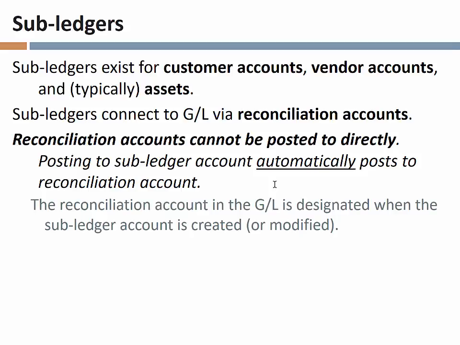The reconciliation account in the general ledger is designated when the subledger account is created. So when I go in and I create a subledger, I will map it to a particular reconciliation account. And by the way, this is an area where some of you have had problems in your labs, because it is actually possible, if you mess stuff up, to direct this to the wrong general ledger account.